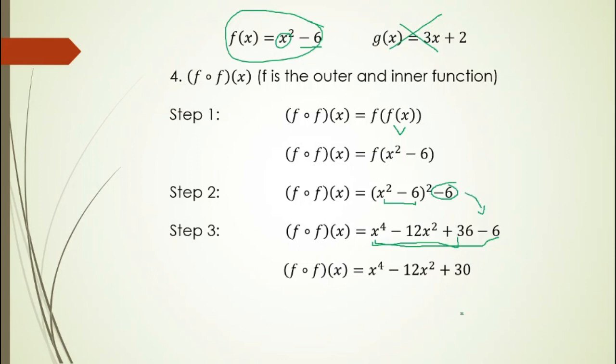And then, we need to simplify. Copy x raised to 4 minus 12x squared. And then, compute mo si 36 minus 6. The answer is 30. So, this is our final answer. X raised to 4 minus 12x squared plus 30.